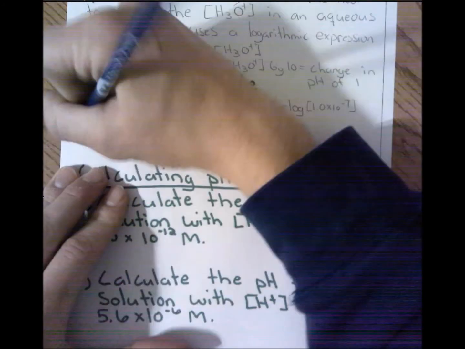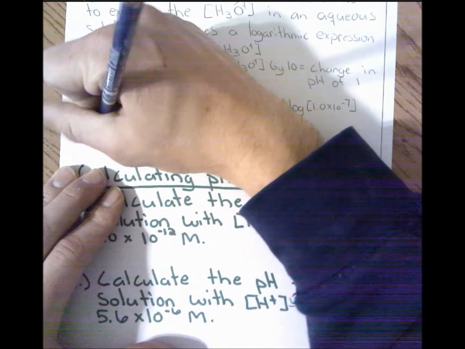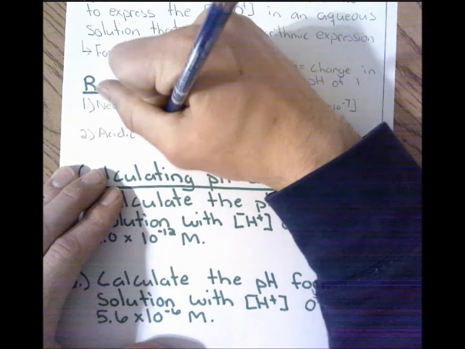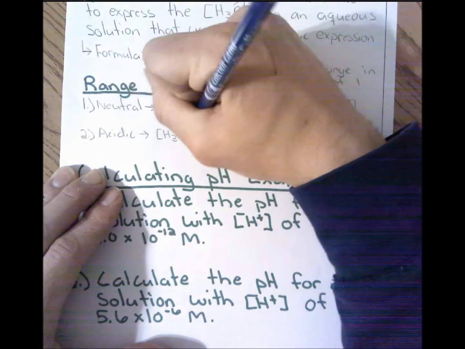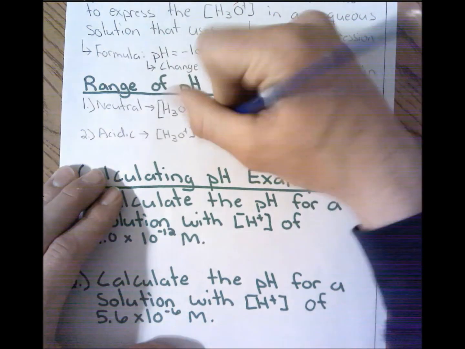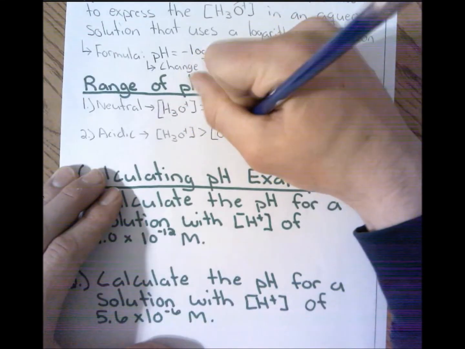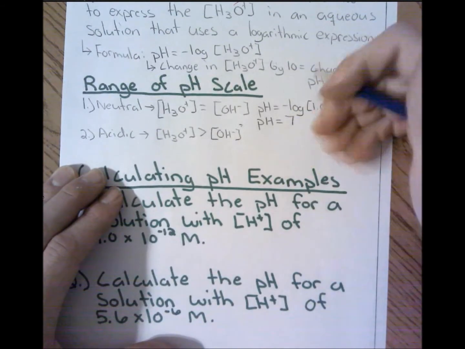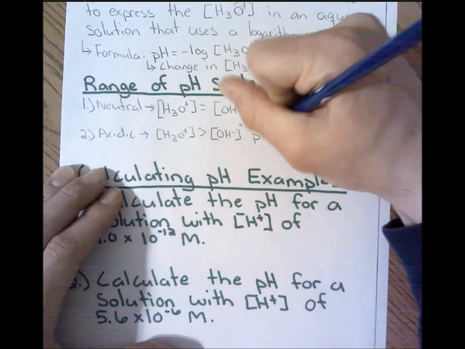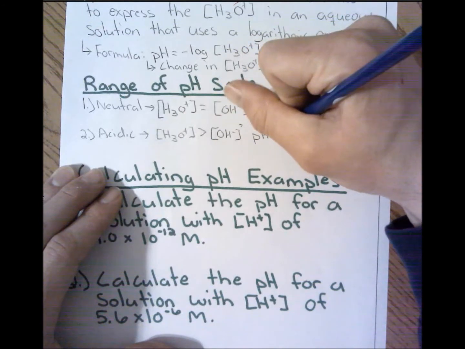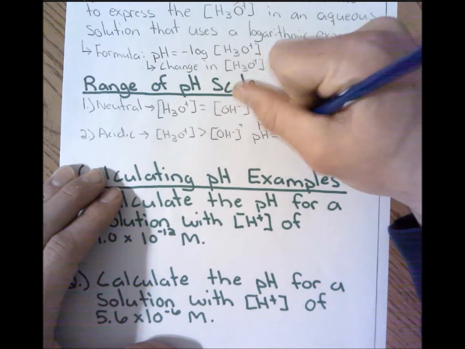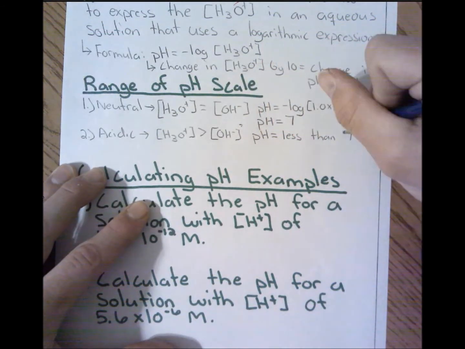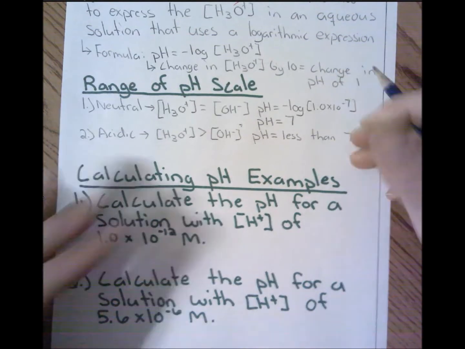Now, if a solution is acidic, big picture, the concentration of H3O plus is greater than the concentration of OH minus. I'm not going to associate a specific number here, but typically you'll have a pH that is less than 7, so below 7.